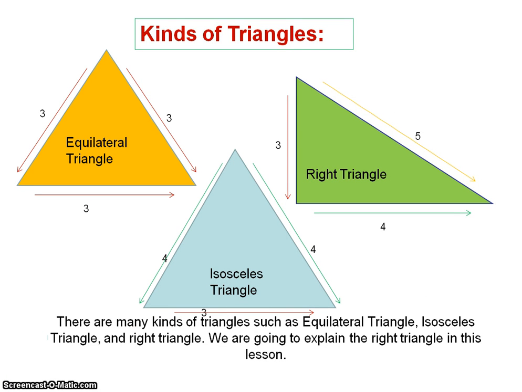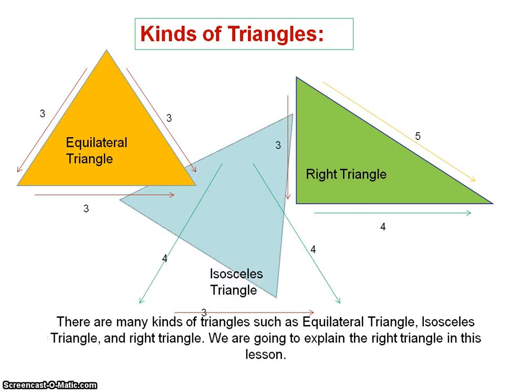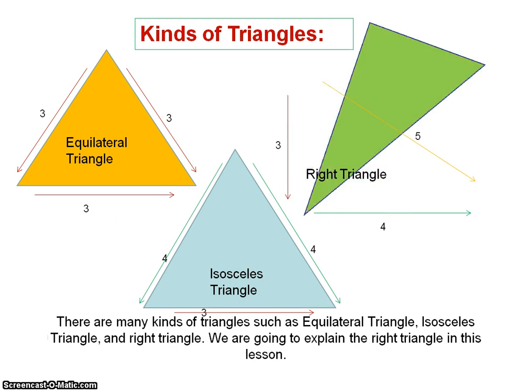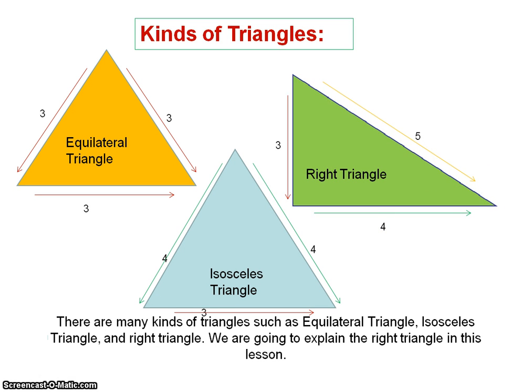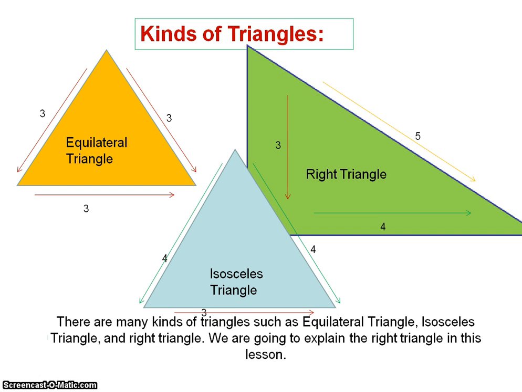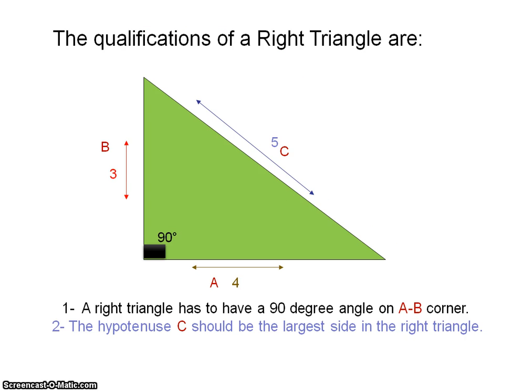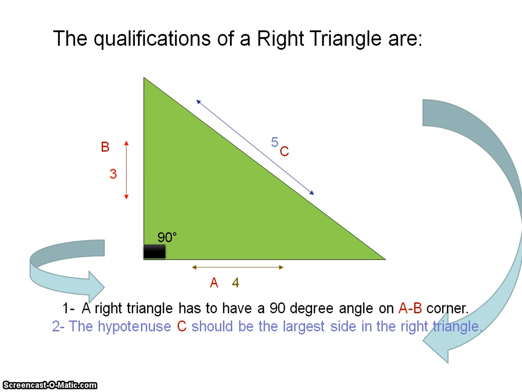There are many kinds of triangles, such as equilateral triangle, isosceles triangle, and right triangle, and we are going to explain the right triangle in this lesson. The qualifications of a right triangle are: a right triangle has to have a 90-degree angle at the AB corner. The hypotenuse C should be the largest side in the right triangle.